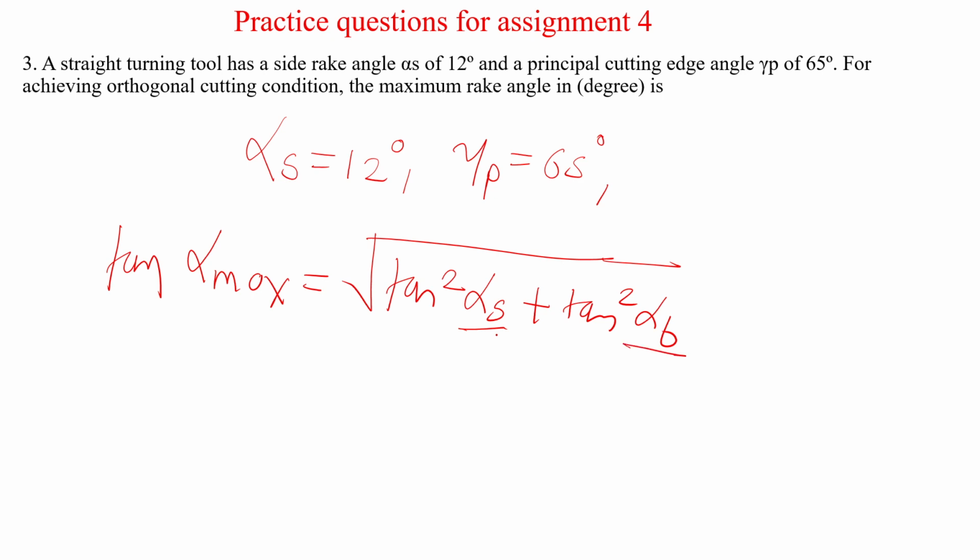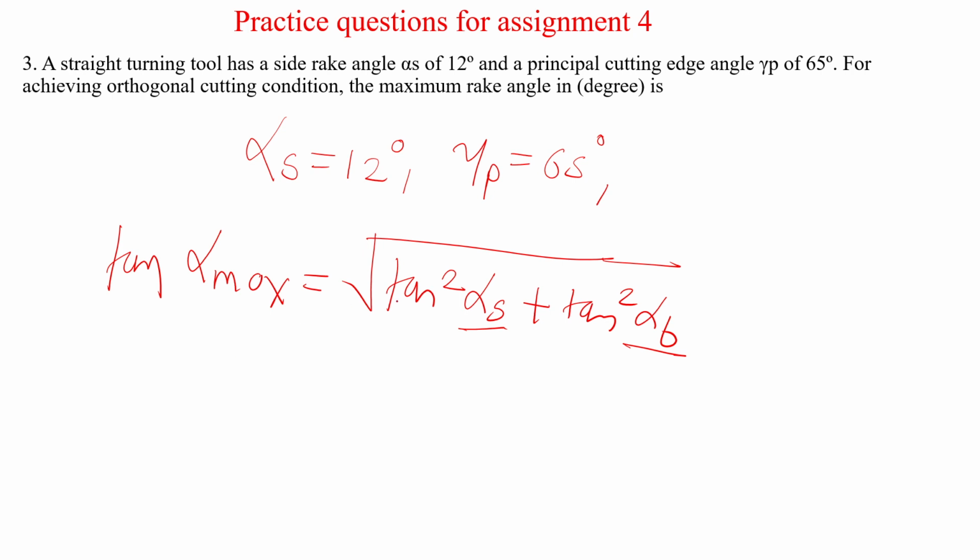90 minus alpha. No, 90 minus alpha is not that back rake angle. That is the relation between the side cutting edge angle and principal cutting edge angle. If you want the side cutting edge angle, then you will do 90 minus 65 to get the side cutting edge angle. But alpha s and alpha b are different. So there is a formula. You know the relation between.